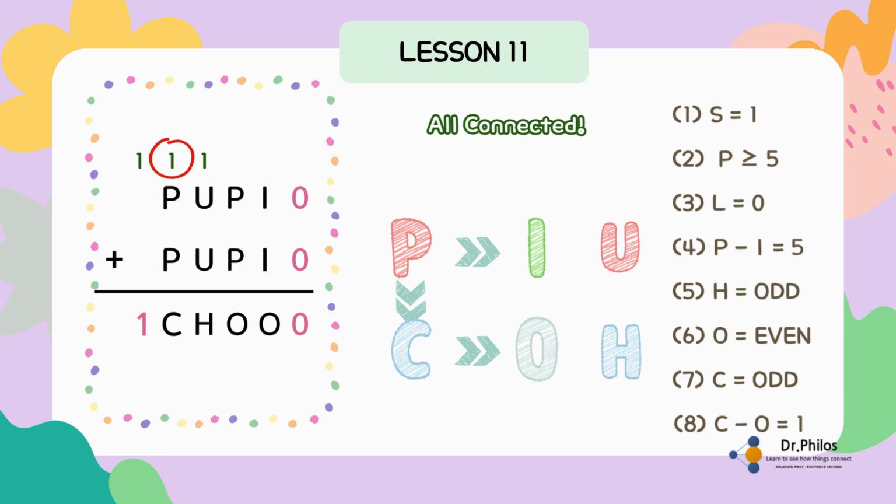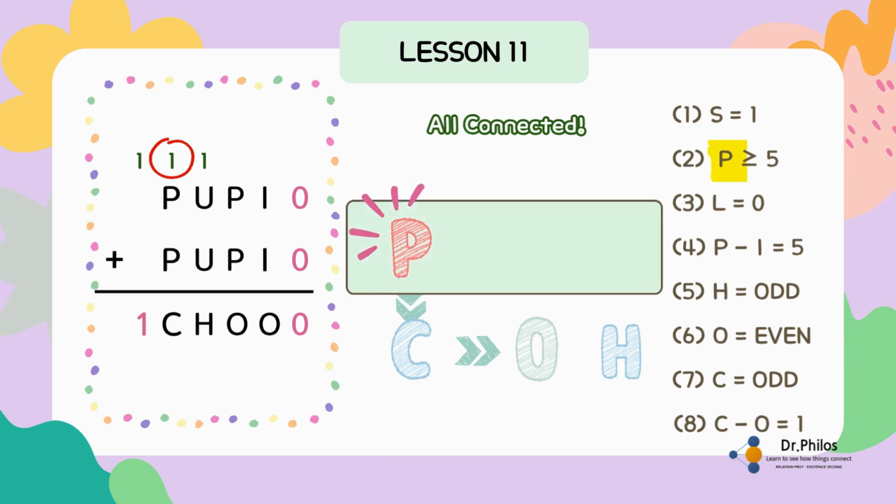Perfect. But which letter did you start with? I started with P. P is 5 or more, but we have to drop 5 and 6. If P is 5, I becomes 0, which is the same as L. If P is 6, I becomes 1, which is the same as S. So, I only checked the 3 cases where P is 7, 8, or 9.